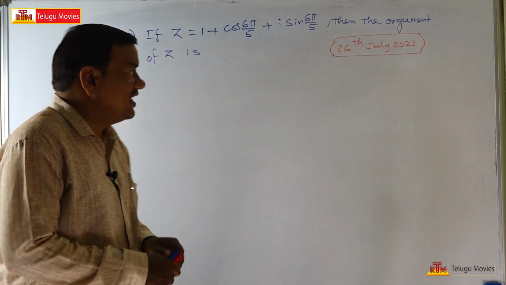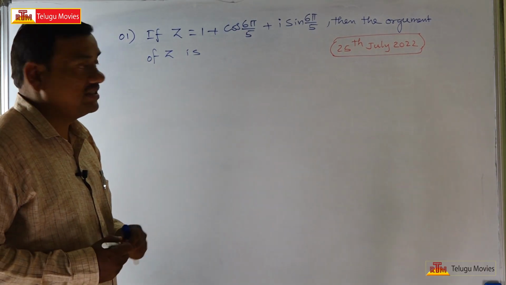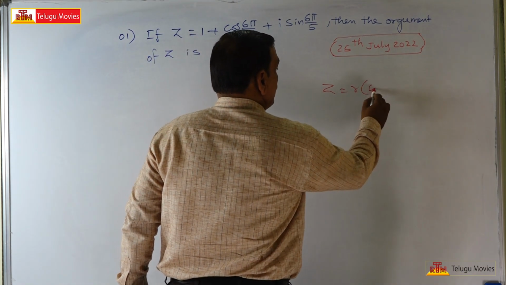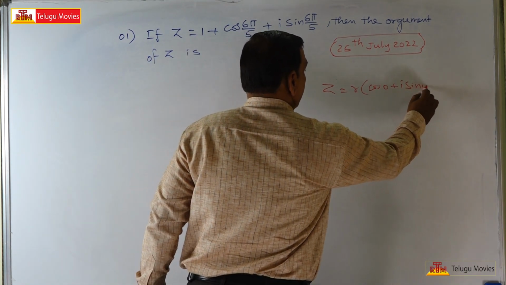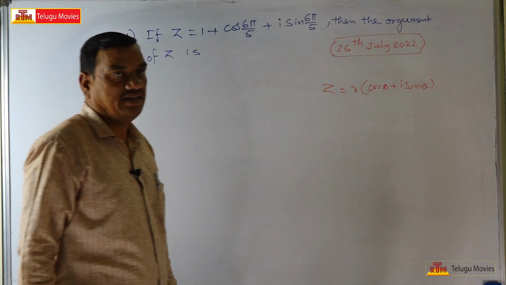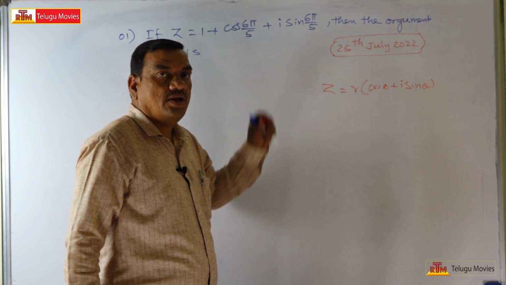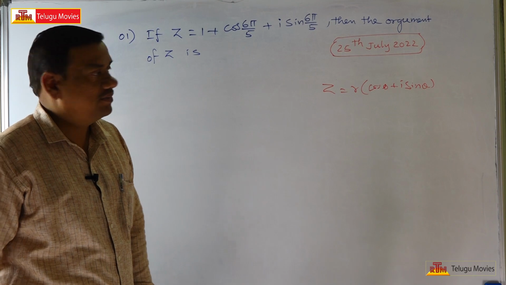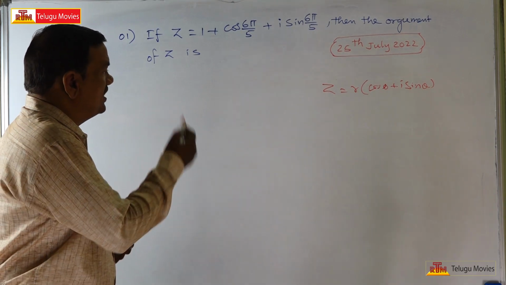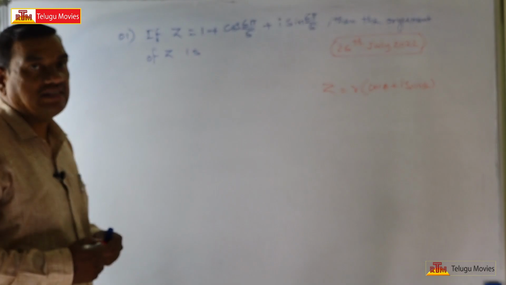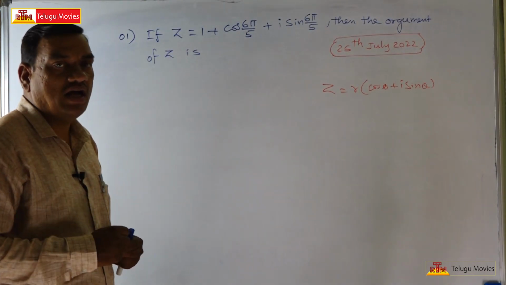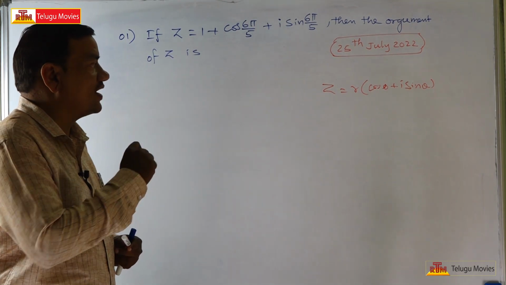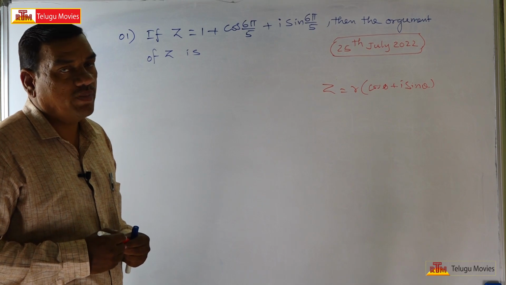Generally, whatever complex number is given, we will convert it into the form Z equals R(cos θ plus i sin θ), where R is called the modulus and θ is called the amplitude of the complex number Z. It should be in the form cos θ plus i sin θ. Depending upon the quadrant in which θ lies, we will decide the argument of the complex number.